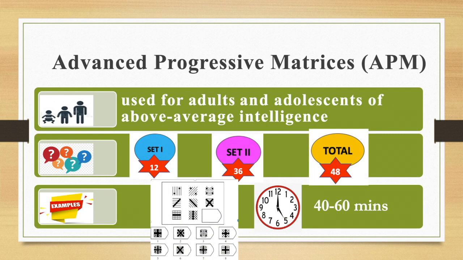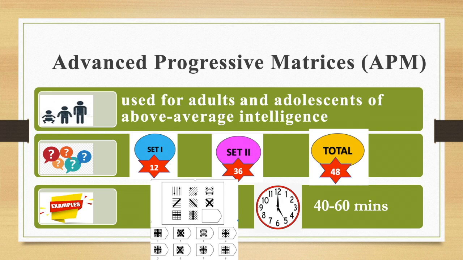The last one is advanced progressive matrices, short formed as APM. The level of difficulty of these matrices is much higher. It is used for adults and adolescents of above average intelligence. It has two parts, set 1 and set 2. Set 1 has 12 questions, while set 2 has 36 questions, totaling to 48 questions in all.